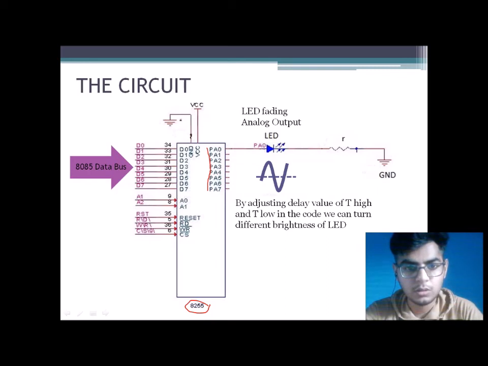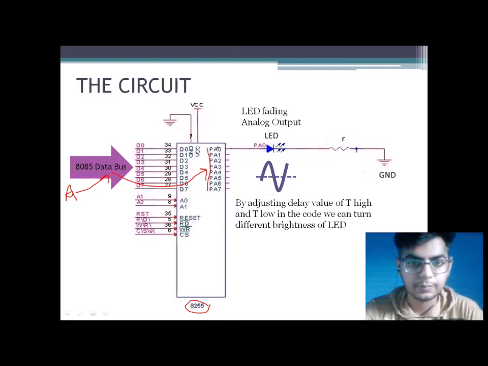So when out 00H is executed, the data in the accumulator goes to the data bus of our 8085. Then this data on the data bus goes to port A of our 8255 interfacing chip. And then on the next cycle, the first bit of our port A is connected to the LED. So after each cycle, what is the output on the data bus goes to our LED.